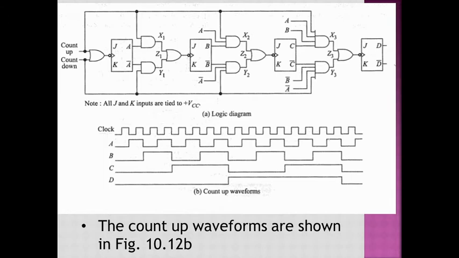Now see, similarly for flip-flop B, it is a 3 input AND gate X2, 3 input AND gate Y2, and 2 input OR gate Z2, and the clock is available through this OR gate to the flip-flop C and Z3 to the flip-flop D. Here X3 and Y3 are the 4 input AND gates. The 3 inputs A, B, C are connected here, and A bar, B bar, C bar are connected to the Y3 AND gate.